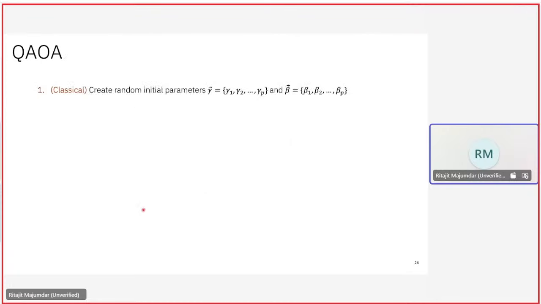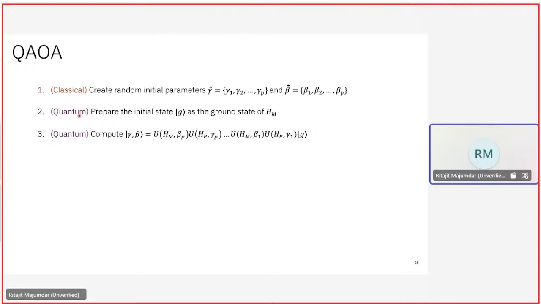So in general, what is the QAOA algorithm? We start with some random initial parameters, gamma and beta. For some particular p, there will be p values of gamma and p values of beta, and this is classical. We don't need a quantum computer to create random values here. You can just call, say, numpy dot random. The next step is we prepare the system in the ground state of HM. This is quantum, obviously. Now we apply this multiple times, U(HP, gamma) and U(HM, beta), multiple times.